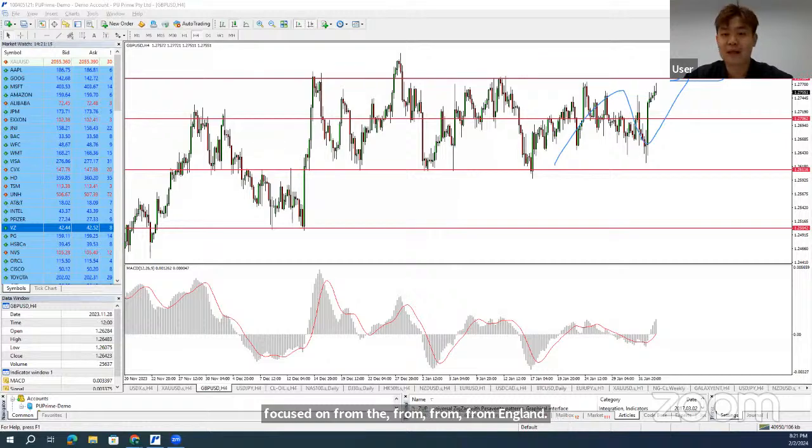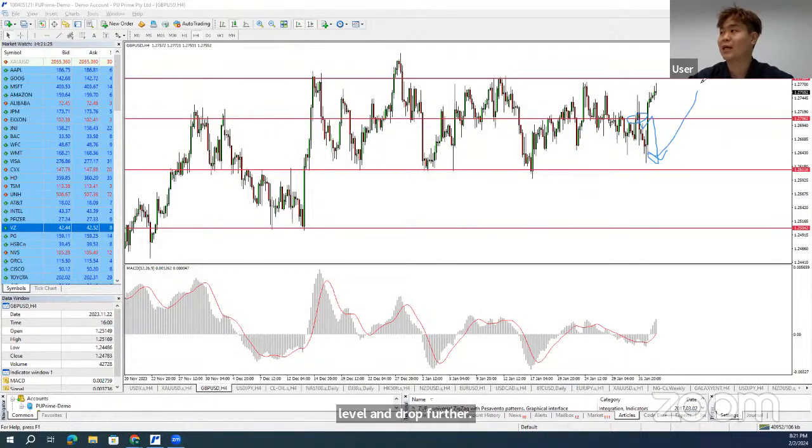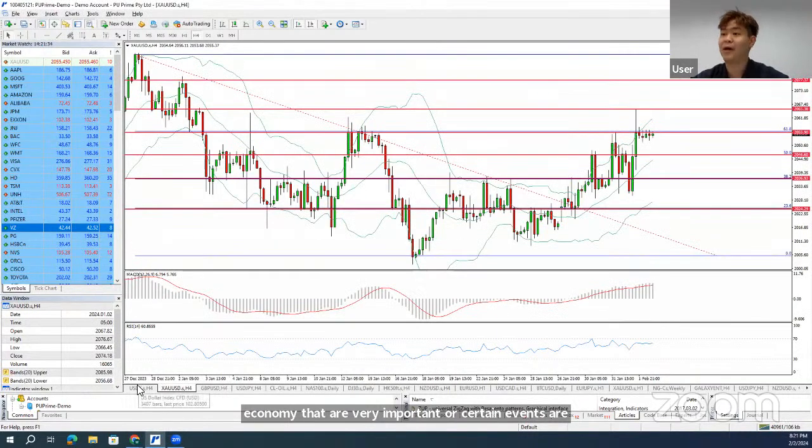Even though recently the trend for the pound has been more pessimistic, because on the technical front it broke below the support level and dropped further, just after the Bank of England meeting it started to rebound. So this is proof that currently economic data or certain events are very important. This will link towards the non-farm payroll also.